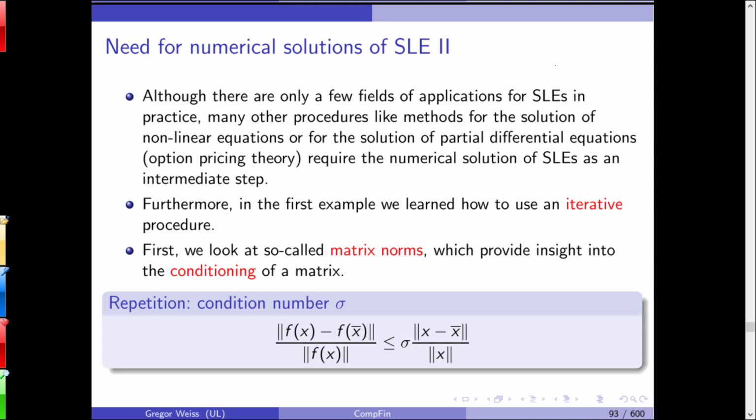The condition number sigma was: the norm of f(x) minus f(x bar), divided by the norm of f(x), is smaller or equal than sigma, the condition number, times the norm of x minus x bar divided by the norm of x. What does it mean? Does anyone remember? What's on the left-hand side? What's on the right-hand side? Yeah?